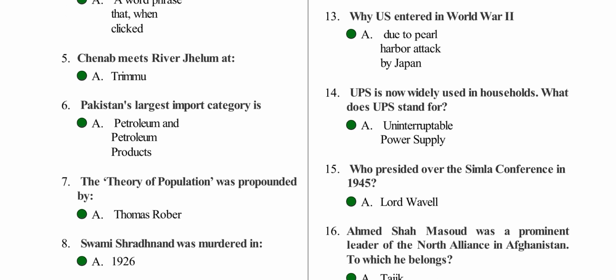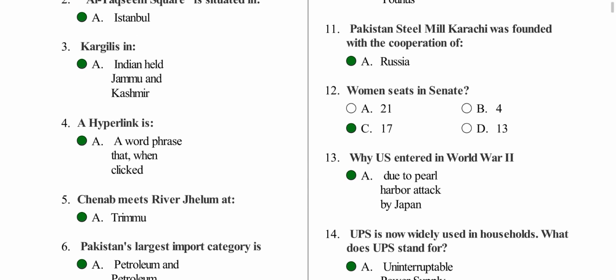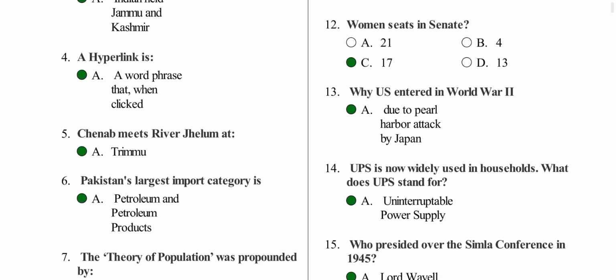The theory of population was propounded by Thomas Robert Malthus. Pakistan Steel Mill Karachi was founded with the cooperation of Russia. Women seats in Senate: 17. Why did the US enter World War II? Due to the Pearl Harbor attack by Japan. 14 number MCQs. UPS is now widely used in households. What does UPS stand for? Uninterruptible power supply.